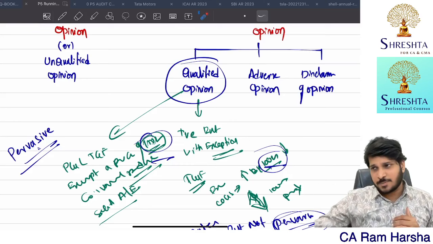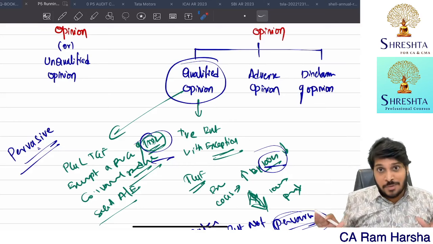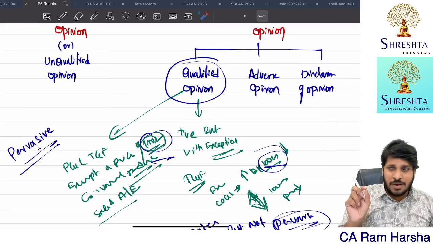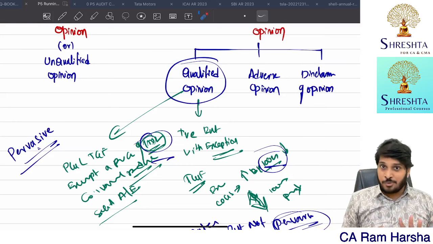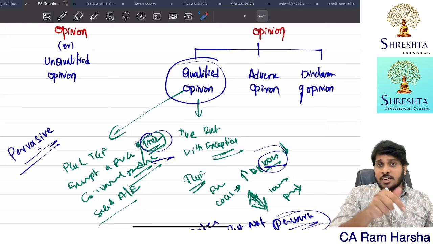I will give unqualified. Second: I found some mistake. It's material, it's a big mistake, but the entire P&L and balance sheet is not misleading. I will give a qualified opinion. For example, 150 crore worth of bills, not getting any proof. But remaining all other items I have verified, proofs were there, everything is good. But this 150, I am not getting proof. So I am not confident enough to say everything is right, except for 150. Fine, then qualified opinion.